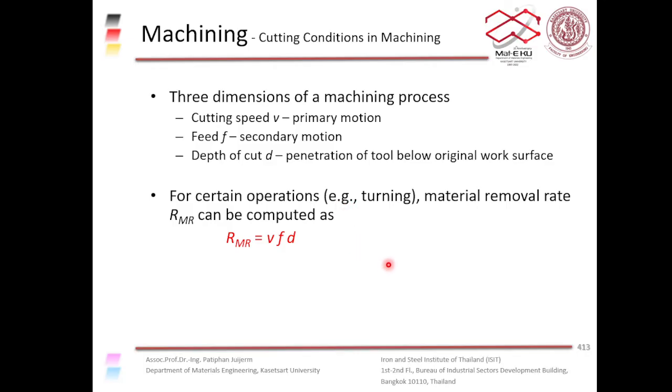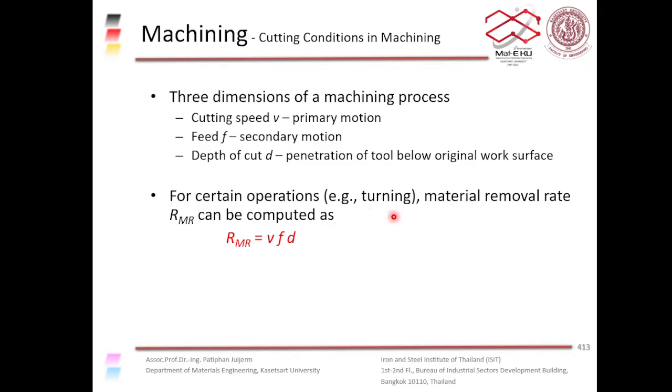Okay, so for a machining process, there are three important parameters. We call them the three dimensions of machining processes. We have cutting speed, feed, and depth of cut. Cutting speed V is the primary motion of the process. The feed is the secondary motion, and depth of cut is the penetration of the tool below the original work surface.